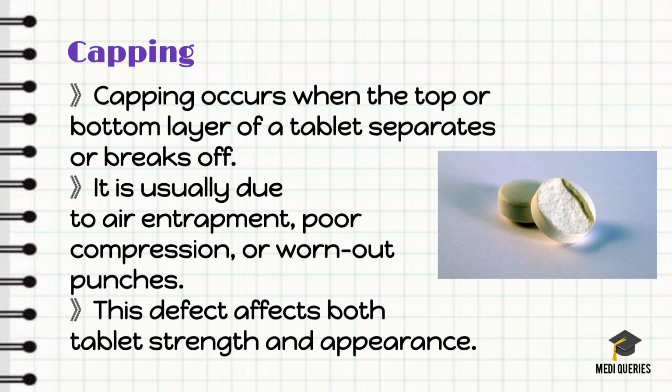To prevent capping, use a proper granulation technique, optimize the binder concentration, and ensure that the tooling is in good condition. Maintaining proper compression speeds and dwell times also helps in preventing capping. A capped tablet is not just defective in appearance, it may also affect the dosage accuracy.